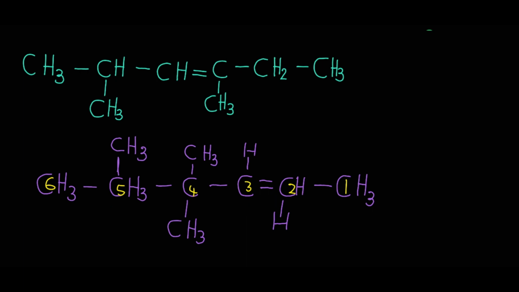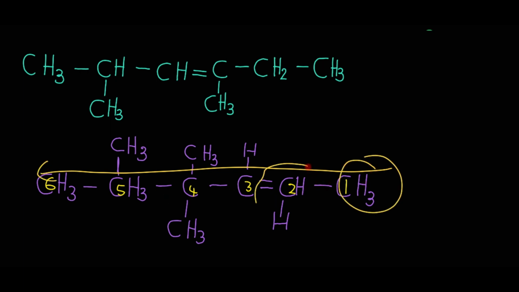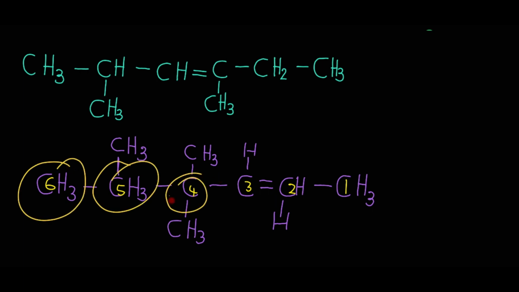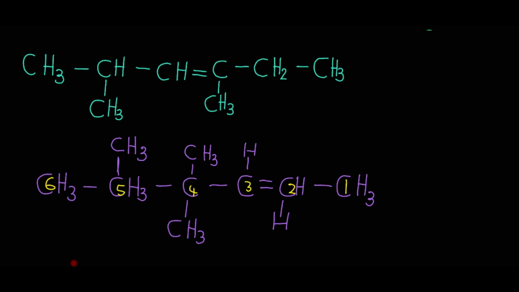So let's see. If we take this direction, we count 1, 2, and then we obtain a double bond. But now let's see if we take this direction. This is 1, 2, 3, 4. We create the double bond at carbon number 4. So this one is out. We choose the one here, the shortest, which is 2.